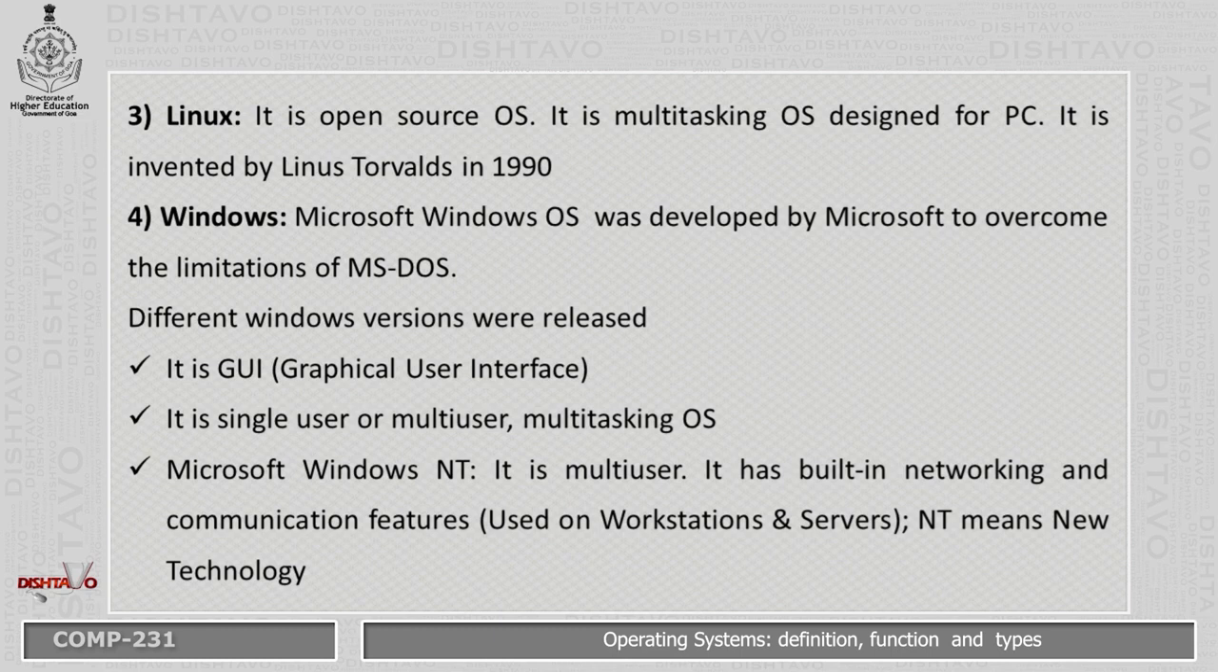There are different versions of Microsoft Windows. It is a GUI based operating system, that is graphical user interface system, and it is single user or multi-user or multitasking OS, depending upon the version or type. Like Microsoft Windows NT, New Technology Windows. It is multi-user and has built-in networking and communication features, and it is used for different workstations and servers.